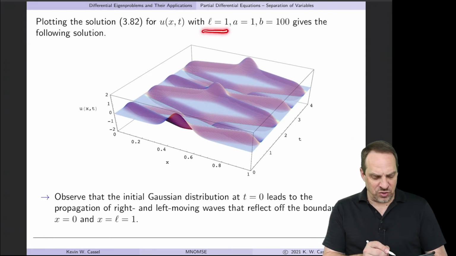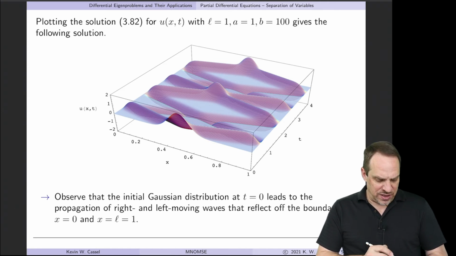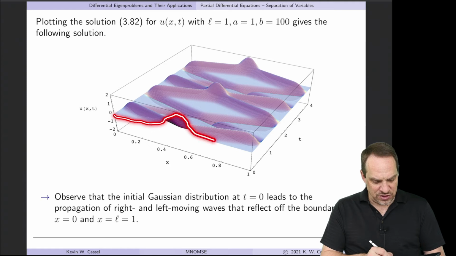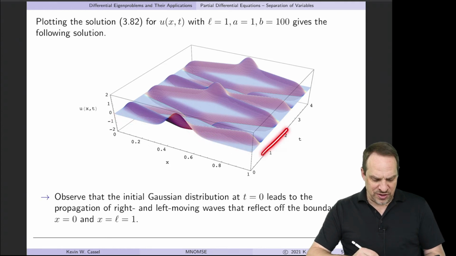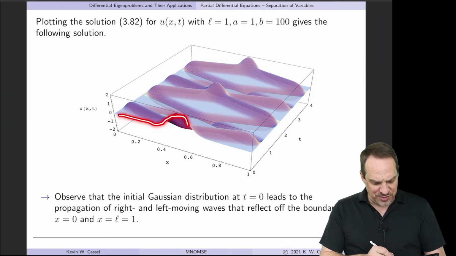Those then complete the solution, and let me show you what that looks like. This is for a length of 1. A is 1, B is 100. Those are parameters within the Gaussian. They fix the width and the amplitude of the Gaussian. And then this is the solution you get. So this is t equal to 0, the initial shape, and then time is going back and to the right like this. So the initial shape has this hump in it.